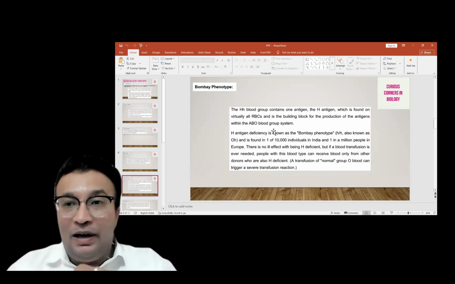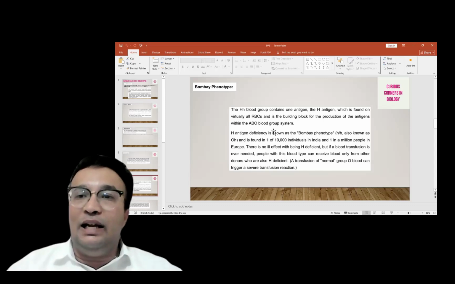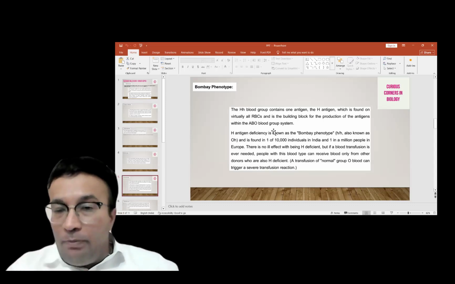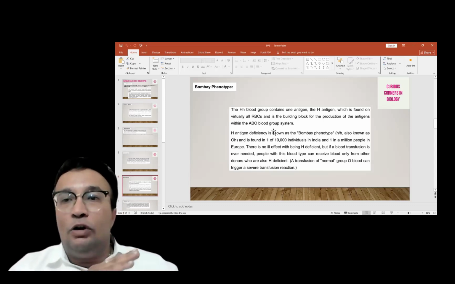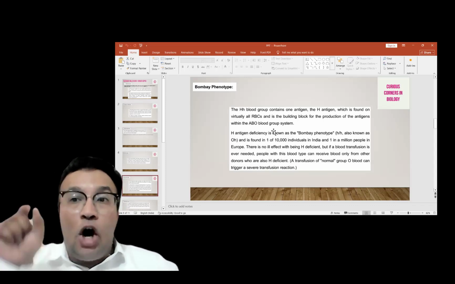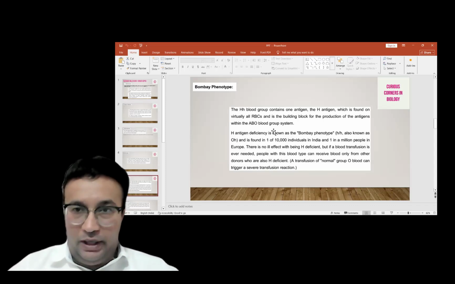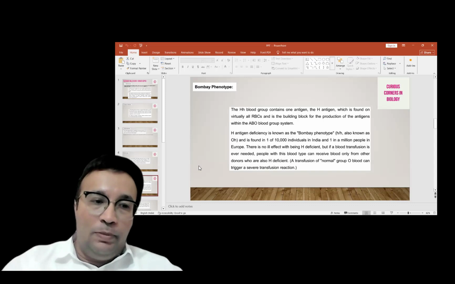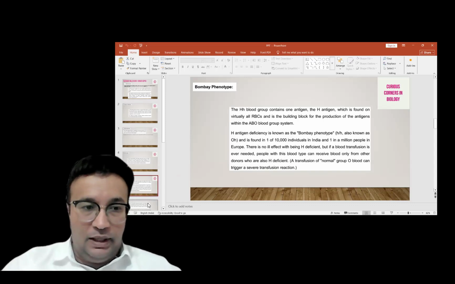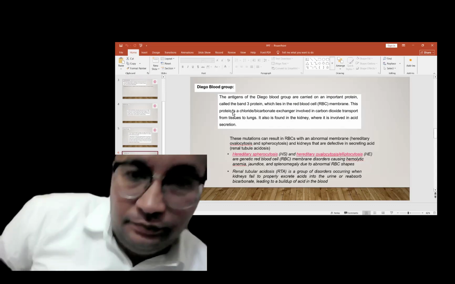because in O blood group H antigen is present but it is not expressed into A and B antigen. But in Bombay phenotype H antigen is altogether absent. So if it is altogether absent, it is not O blood group. Okay. So there is a difference between O blood group and Bombay phenotype. All right. Then we have Diego blood group.